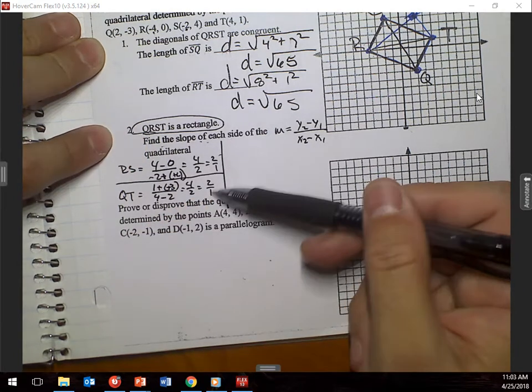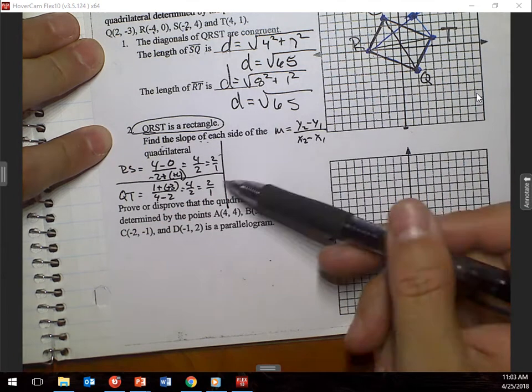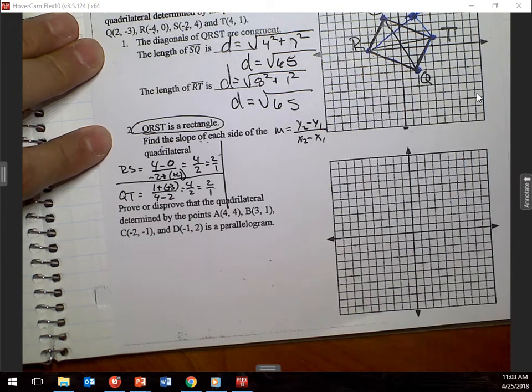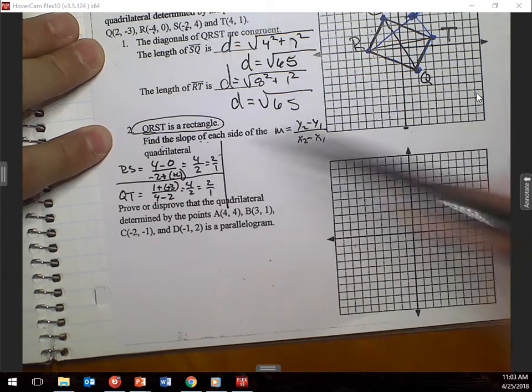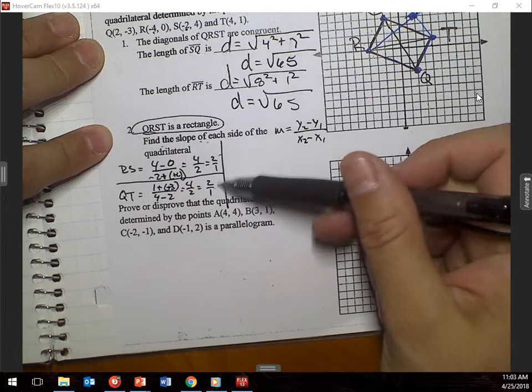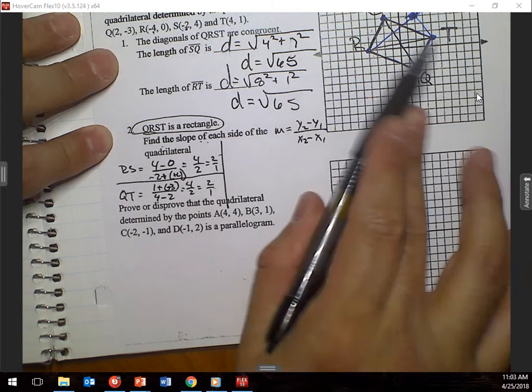Are these two the same? Is this and this the same? Alright, class. If the slopes are the same, what do I know? They are what? Parallel. Slopes are the same, they will be parallel. So these are parallel now. Now we have to check the other ones.